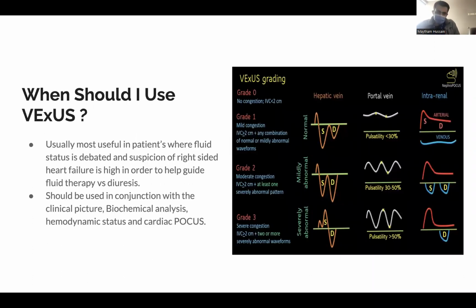So when should I use VExUS? It's usually most useful in patients where fluid status is kind of debated. You do have suspicion of right-sided heart failure, and it's used to help guide your fluid therapy versus diuretic therapy. I should say it shouldn't be used on its own. It's an adjunct, so it should be used in conjunction with your overall clinical picture, the biochemical analysis, the patient's overall hemodynamic status, as well as a cardiac focus to kind of bring everything together and help you make an informed decision. Here we have an image of the VExUS grading system, which we'll talk more about in a little bit. But this is kind of the overall general view of how the VExUS grading system is done.